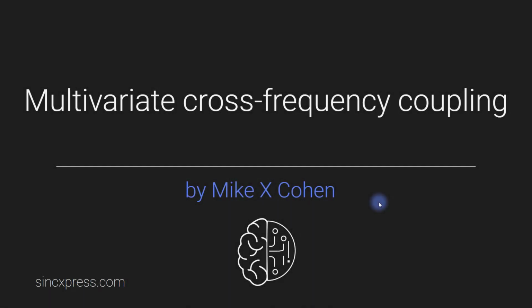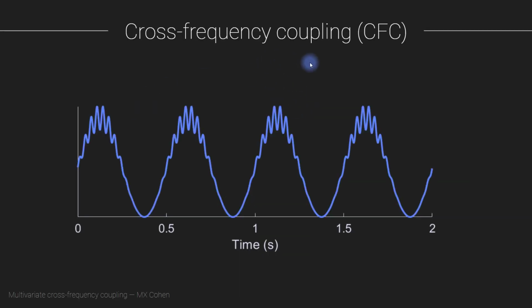I'm going to talk about a phenomenon called cross-frequency coupling and the role of non-sinusoidal oscillations in identifying cross-frequency coupling. And then I'll argue that a multivariate approach is much better for various reasons. So what is cross-frequency coupling?